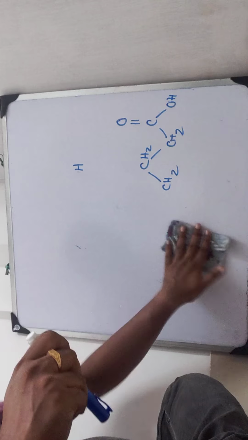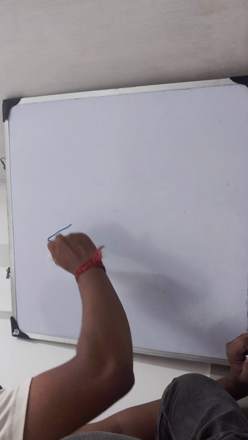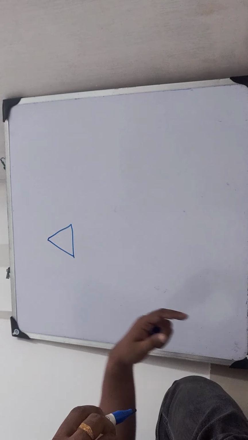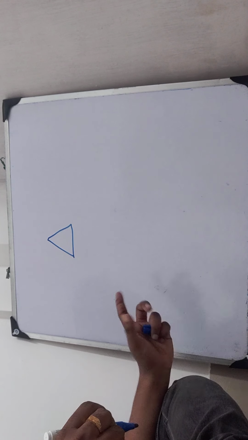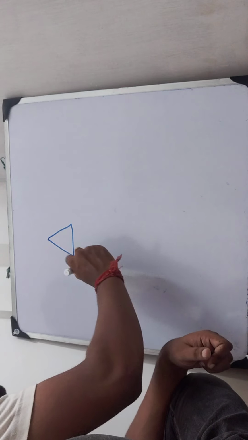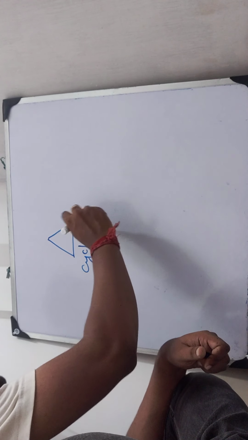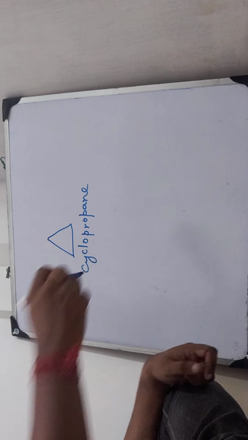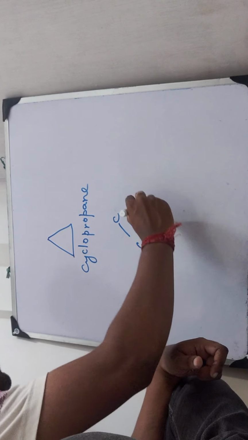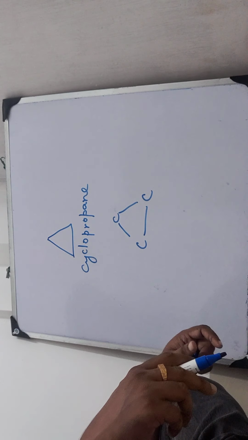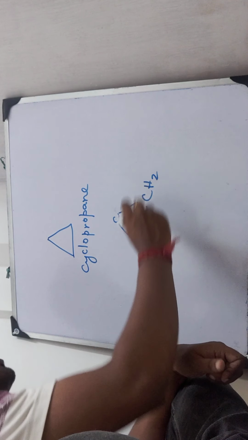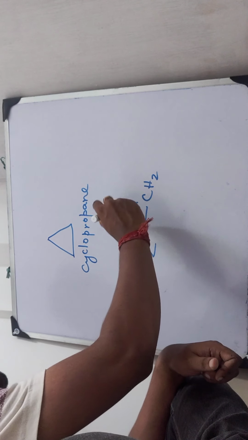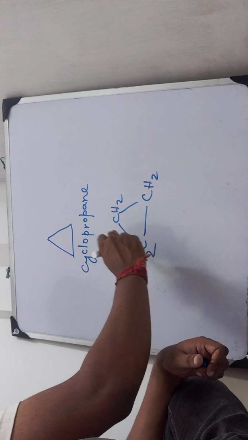Let me give you some more examples. If you are asked what this compound is, in the language of mathematics you will say, sir, this is a triangle, it is not a compound. But I will say, no, this is cyclopropane. Why? Because I told you all the corners will be occupied by carbon. Now we will have to satisfy the tetravalency of carbon.